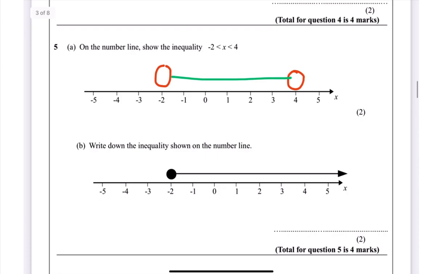Look at the one on the bottom. This one is shaded. It's on -2, but the arrow is going to the right, which means greater than. How would you write that out? Have a go at that.